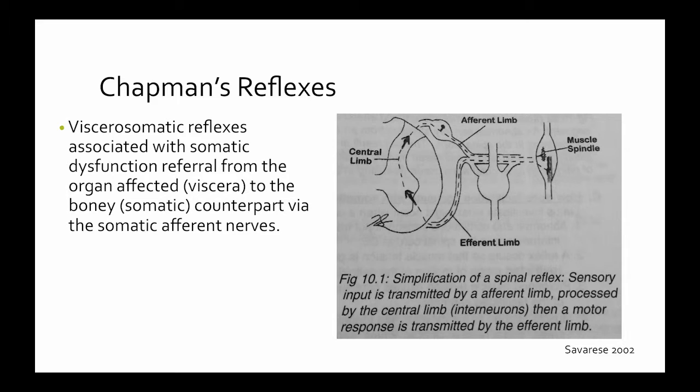When we're talking about viscerosomatic reflexes, this is associated with somatic dysfunction referral. So put simply, you have somatic dysfunction that's referred from the organ that's affected, so the viscera, to the bony or the somatic counterpart via the somatic afferent nerves. As you can see from the schematic from Savarese, it's a very simplified version of how the afferent limb transmits the sensory input, and then it gets processed and then transfers to the motor limb of the efferent component. And so with this particular reflex, you're seeing from the organ itself back to the corresponding bony portion.